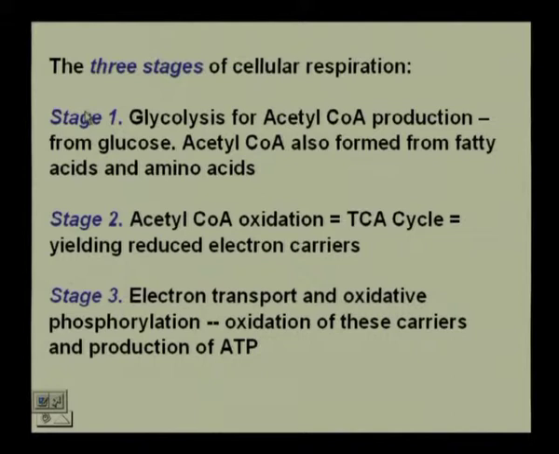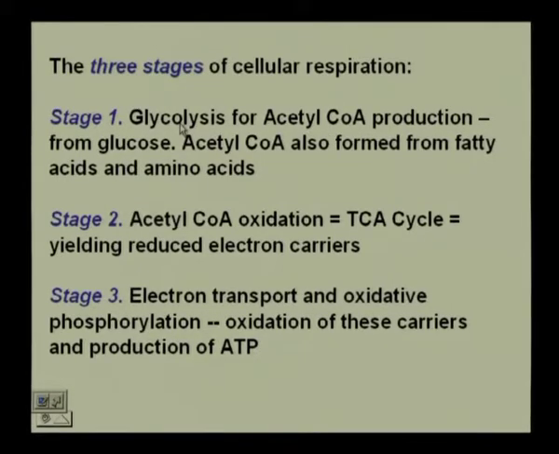In the last step of our metabolism of carbohydrates, we are going to consider today the tricarboxylic acid cycle, or the Krebs cycle. Now, if we look at the 3 stages of cellular respiration, the first stage that we have gone through is glycolysis, for acetyl coenzyme A production.